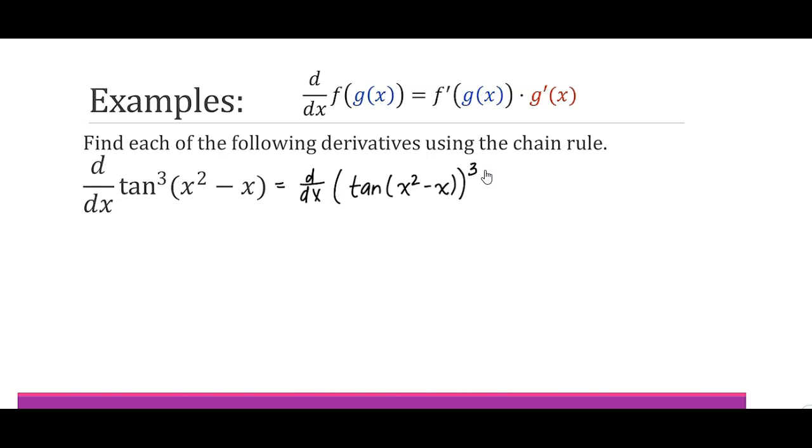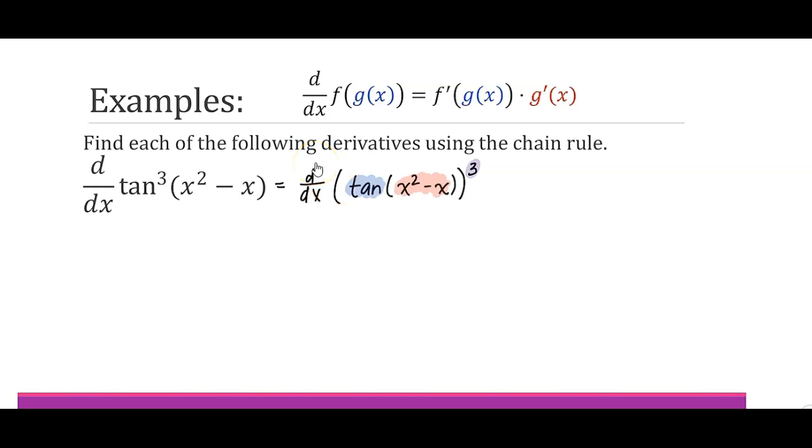So I'm going to have to perform a chain rule within a chain rule. I always want to think about this as peeling off the layers. So the outermost function here is going to be x cubed, and then inside of that is that tangent function, and the final inside is x squared minus x. And I want to work from the outside in.